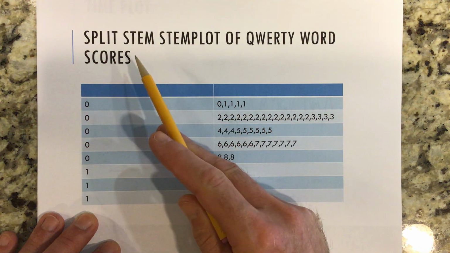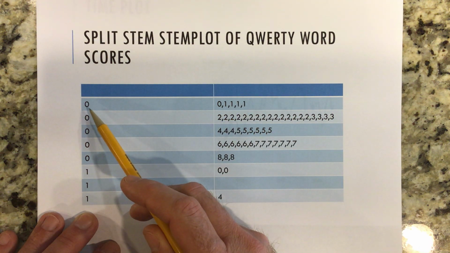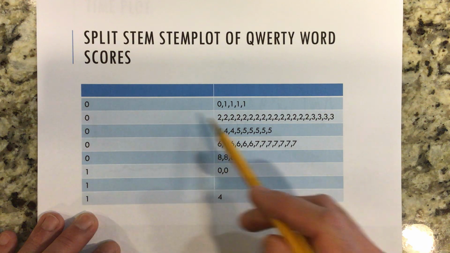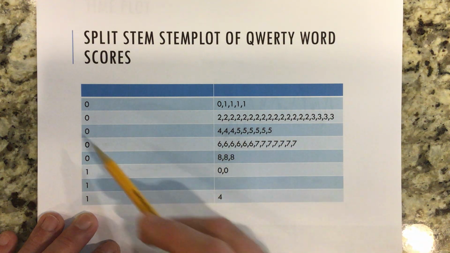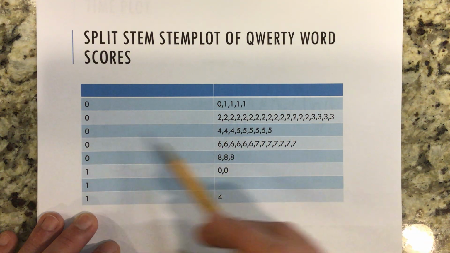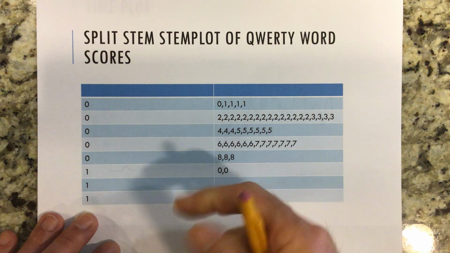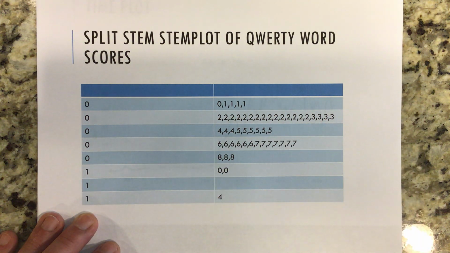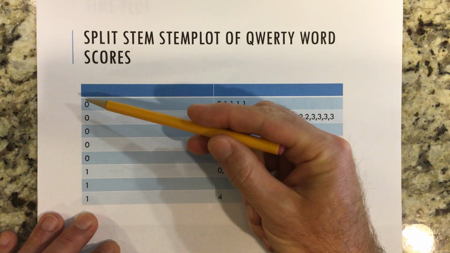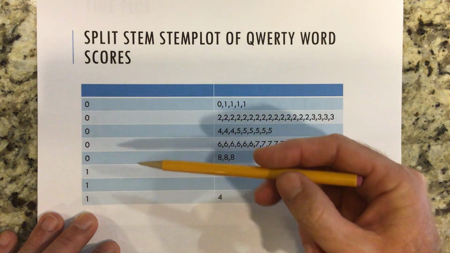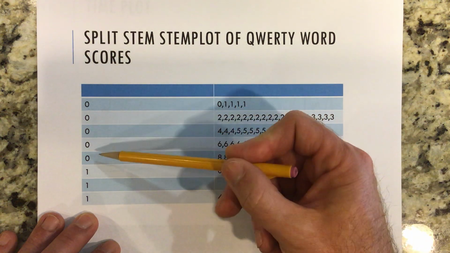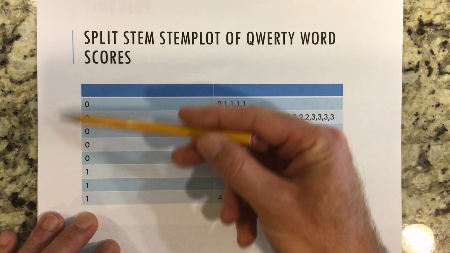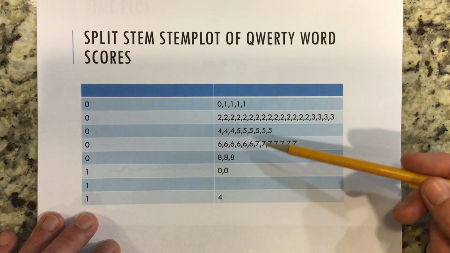So what I did is a split stem, meaning my first row, I went values of 0 and 1. My second row, I went values of 2 and 3. My third row, 4 and 5, and so on. So each one of these rows has a class width of 2. So I split every 10 values up into 5 rows or classes. Okay, and that allows me to have classes that are all the same width, and have enough classes that I can actually see kind of a distribution here.